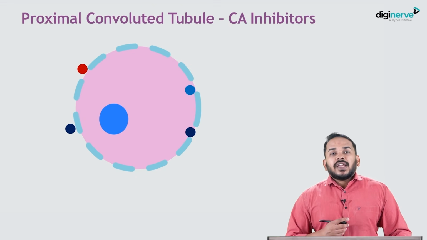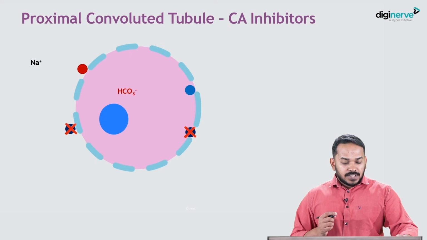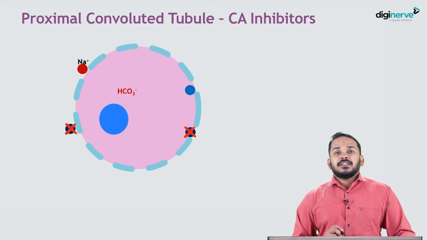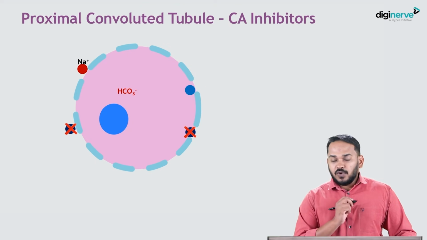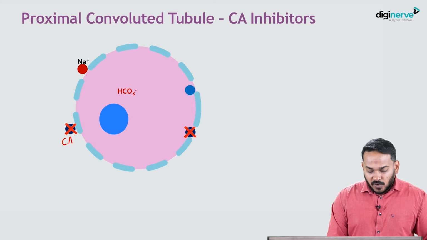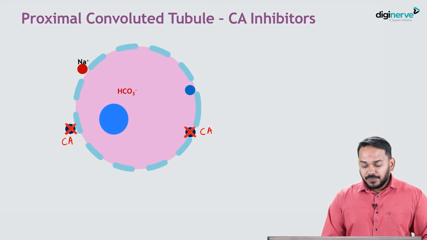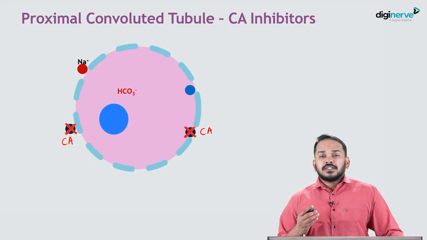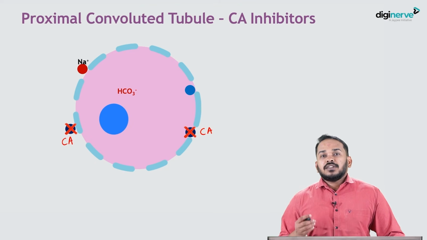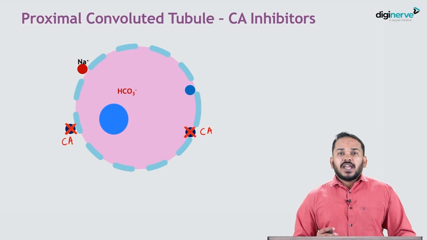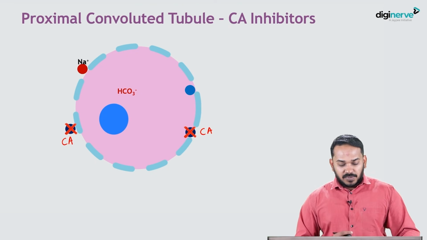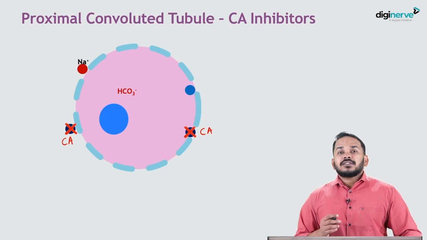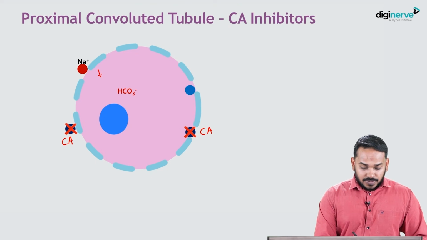The first group of diuretics are carbonic anhydrase inhibitors. So what they do is they will inhibit these carbonic anhydrase enzymes which are present in the proximal convoluted tubular cells. So this carbonic anhydrase enzyme is inhibited. As a result of this, there is no dissociation of carbonic acid to water and carbon dioxide. And also the combination of water and carbon dioxide to form carbonic acid will not take place in the proximal convoluted tubular cells. So that will result in reduced H plus ions.